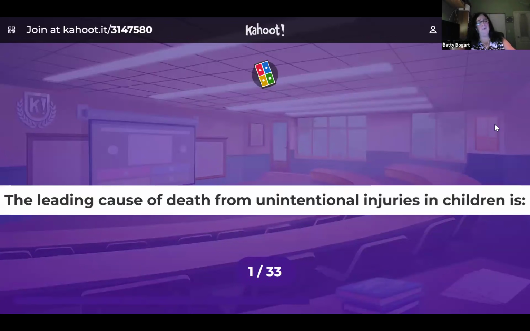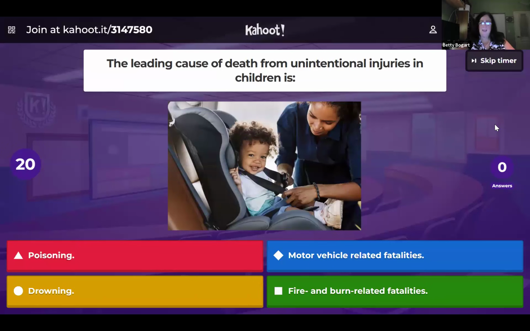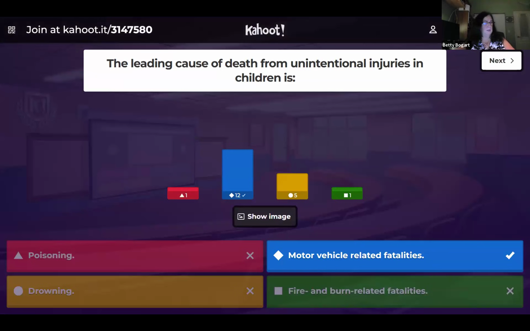The leading cause of death from unintentional injuries in children is motor vehicle accidents. Remember, infants are not put in car seats right, so they're going to have an accident. Toddlers and preschoolers especially get run over by cars. And then as we get to be adolescents, now we're driving them. Now you're really scary.